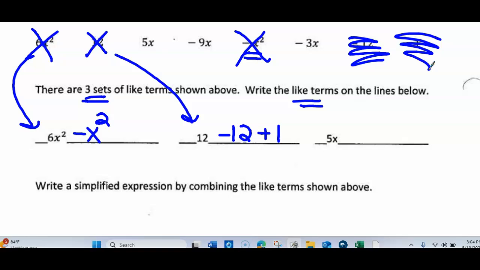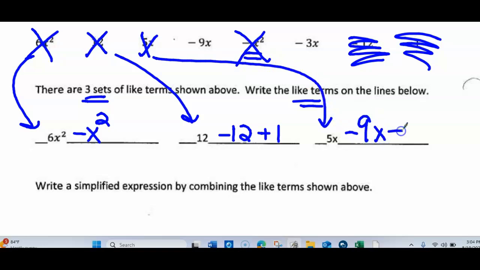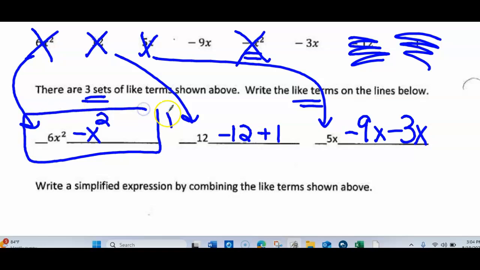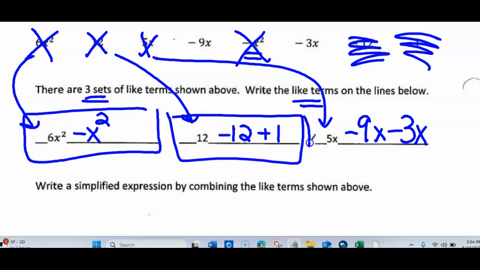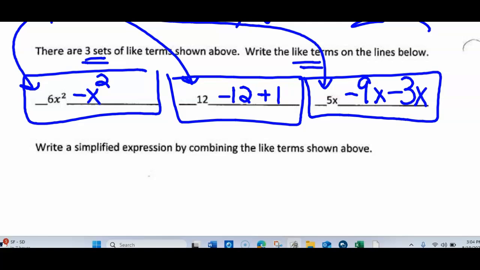Last of all, we have 5x, which is over here. So it's there. -9x, -3x. So in this example, there are 3 sets of like terms. So what I want you to do is combine those 3 sets of like terms and see what answer you would get. So right below this, it says write a simplified expression by combining the like terms.